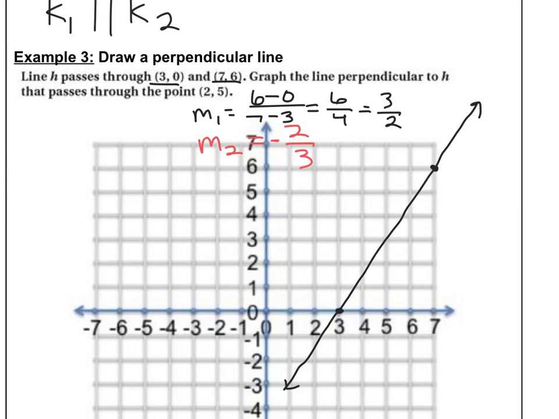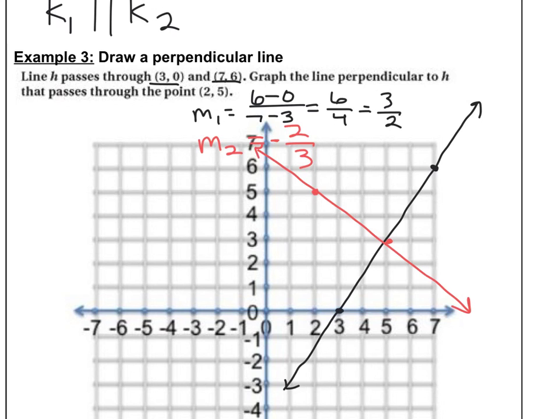Okay, so the line passes through (2, 5). So let's graph (2, 5). And then we'll just use our slope to plot a couple more points to figure out where they will intersect. So -2/3, just a reminder, rise over run. If it's negative, we're going to go down, but we're always going to run to our right. So in this case, it's going to go down 2 and over 3. And as you can see, those lines will intersect right there.